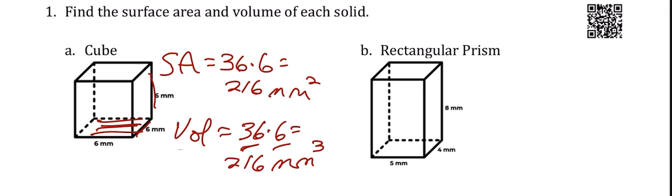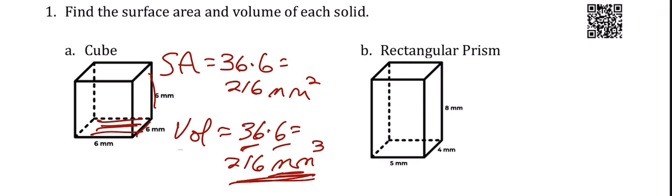So even though the two answers seem the same, the surface area is a two-dimensional total. It's the two-dimensional shapes, the faces, all added together, whereas the volume is basically saying that we could fit 216 little 1 by 1 by 1 millimeter cubes inside of that big cube. Okay, so that's the first one.